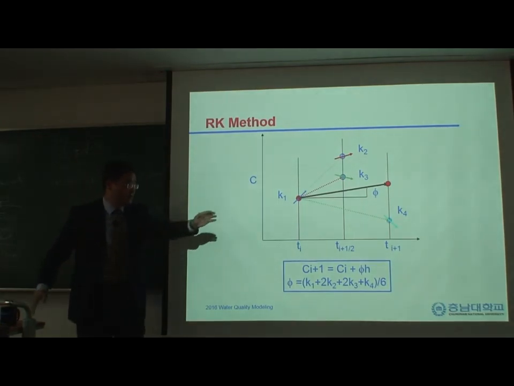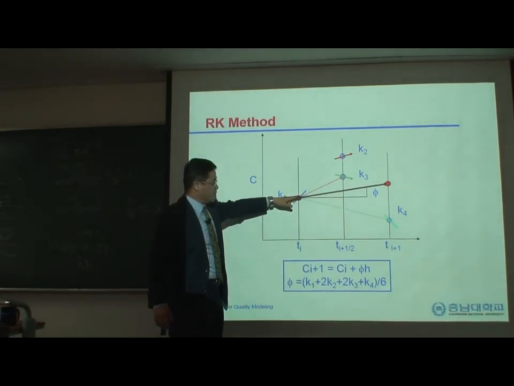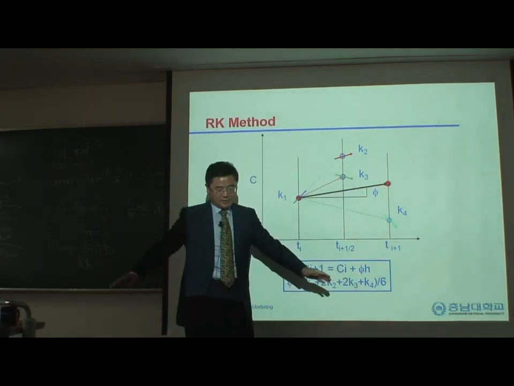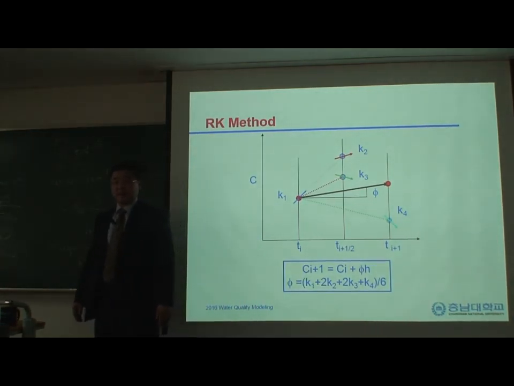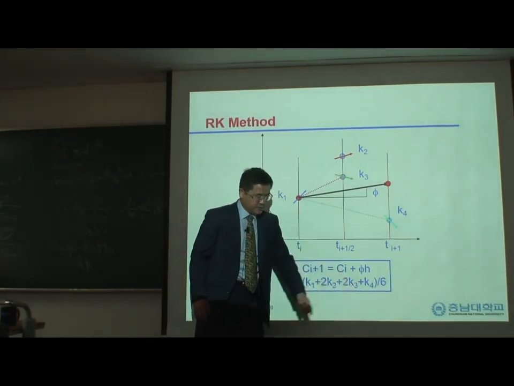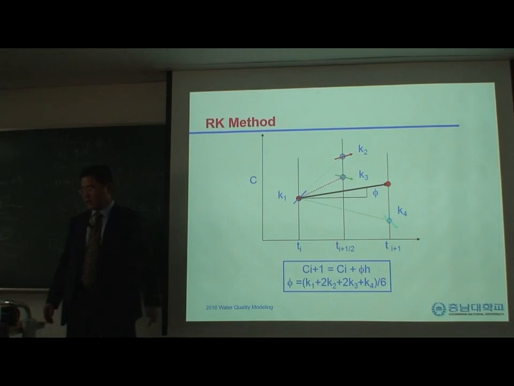Average slope, okay? Start here, end here. Done. And the problem is, how are we going to calculate K1, K2, K3, K4? And what is K1? Same slope as for the Euler. We'll go right here. We'll just go halfway, delta T divided by 2. Halfway. And then come here.